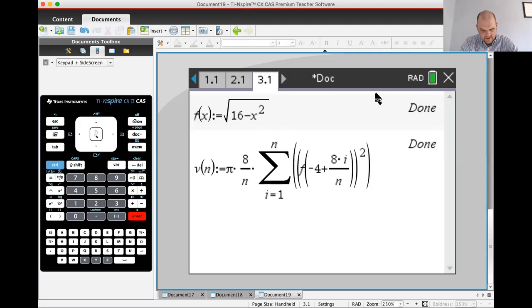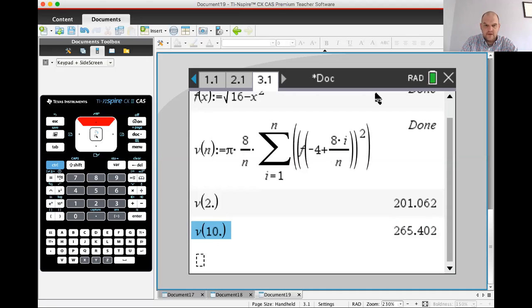All right, let's do this. V of 2 with a decimal, so I get a decimal back. I'm just going to paste it down. V of 10 with a decimal. V of 100.